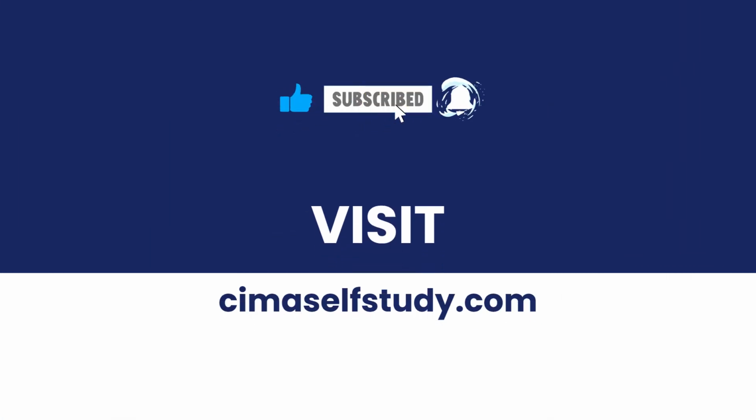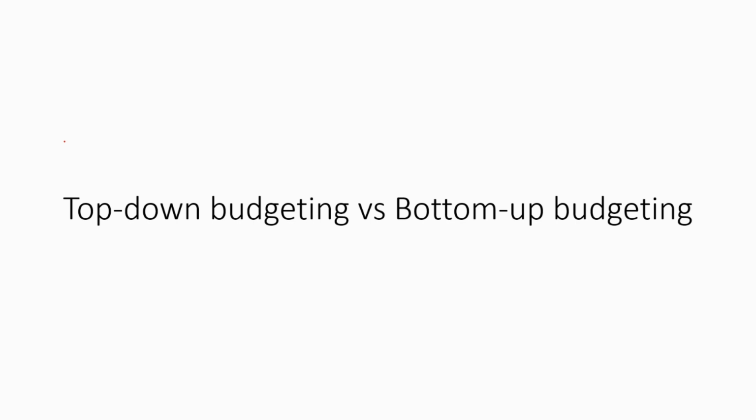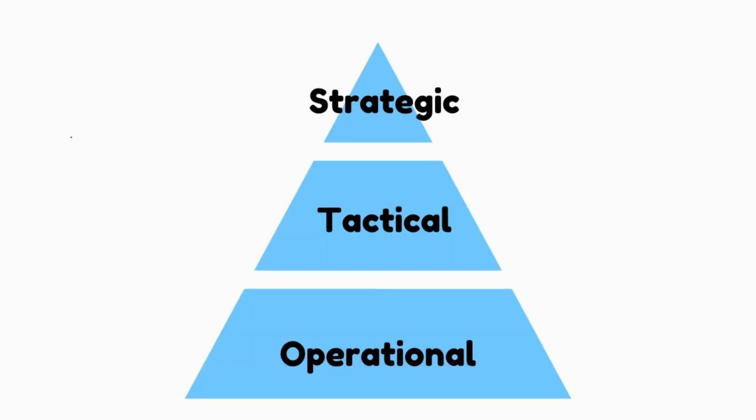In this video, I am going to discuss top-down budgeting and bottom-up budgeting. First of all, let's refresh our knowledge about different levels of decision making in an organization. As you now know, the top level is known as the strategic level, then the middle level is known as the tactical level, and lastly, the lowest level of decision making is known as the operational level. So, the strategic level is also known as the top level. This is the mid level and this is the bottom level.